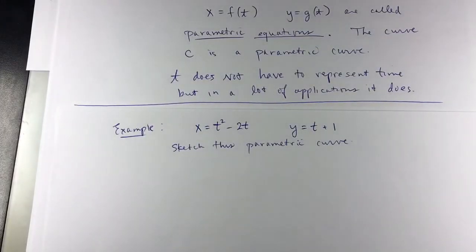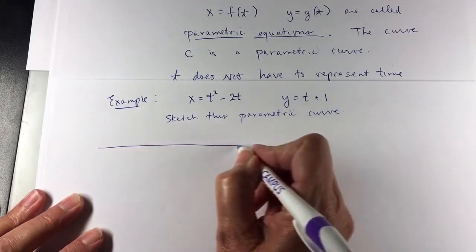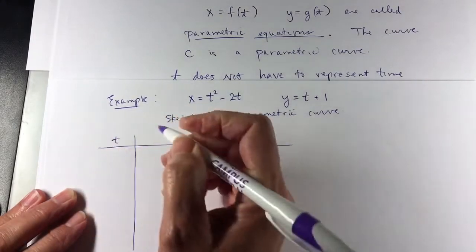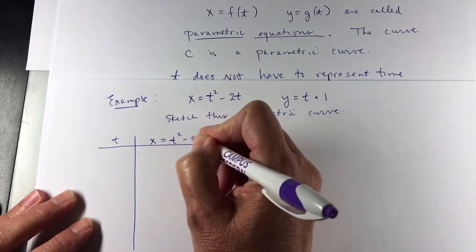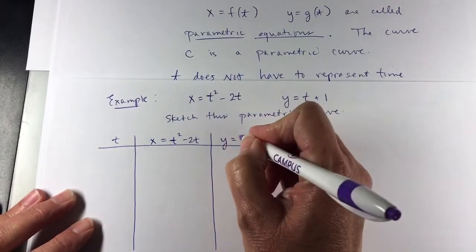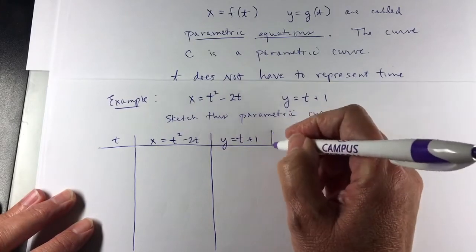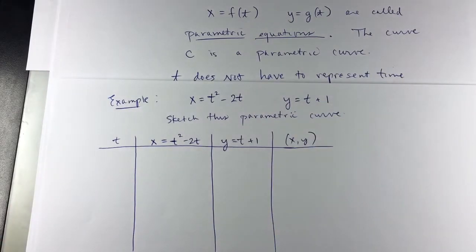Okay? So, I'm thinking of a T-chart similar to what you've done for years and years, but this is not just a simple T-chart. You're going to have a column for t. You're going to have a column for x, which is t squared minus 2t. You're going to have a column for y, which is t plus 1. And then I'll put in a fourth column, my xy pair. And we're going to plot the xy pairs, connect the dots, and that's our parametric curve.